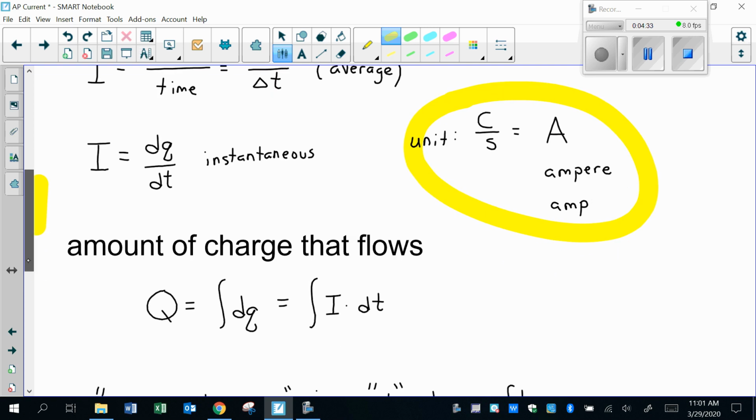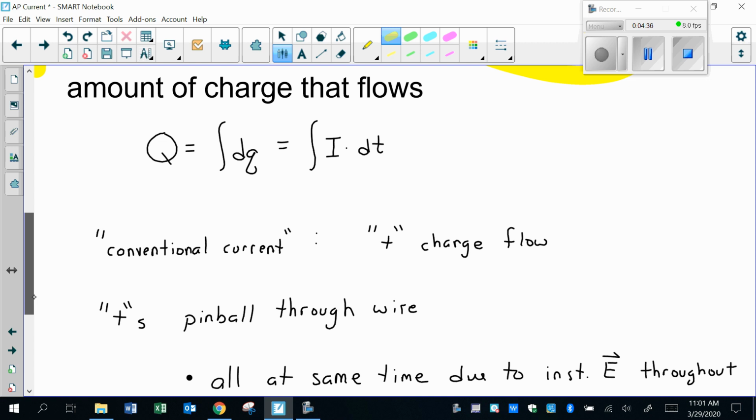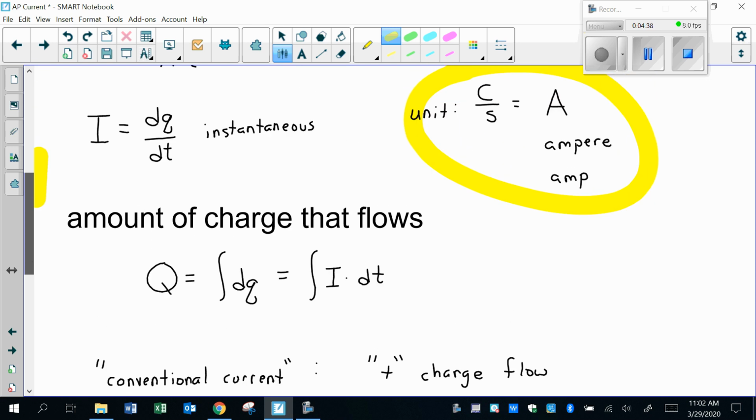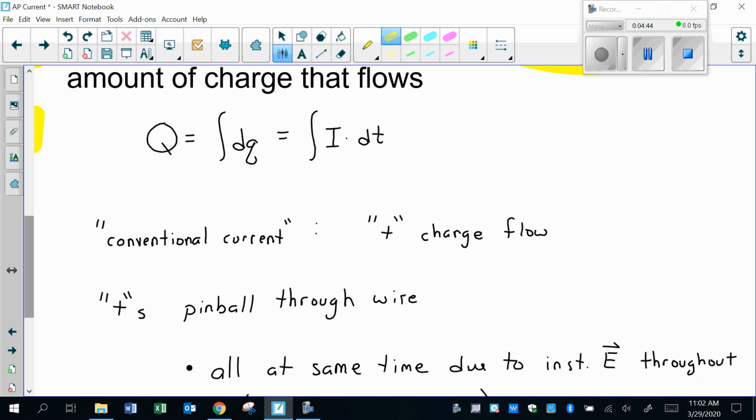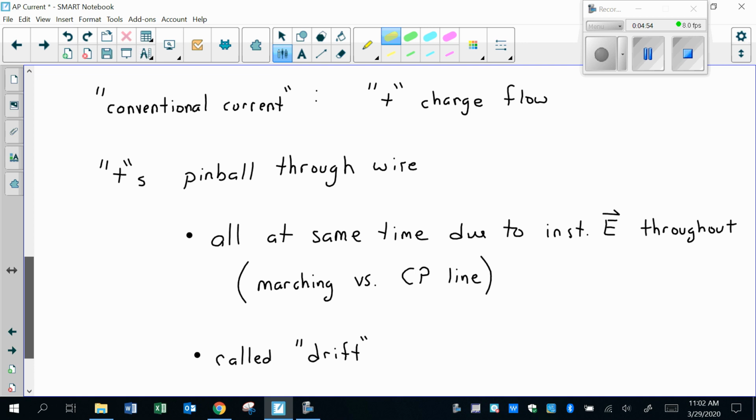If we continue moving on down, if we take our derivative up here and just rearrange it, what we end up with is that the amount of charge that flows by in a given amount of time is going to be the integration of the flow rate multiplied by the time interval. And a few points of note, a few definitions, if you will.